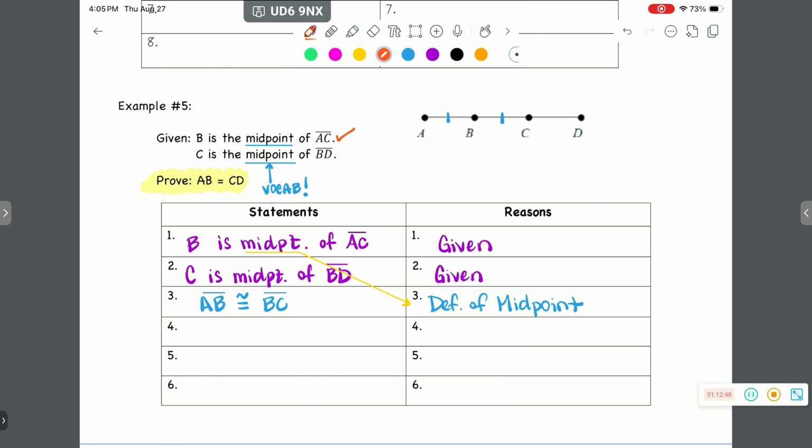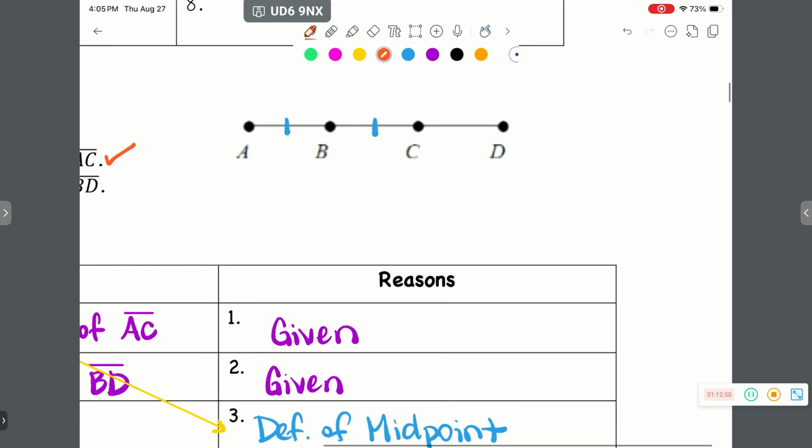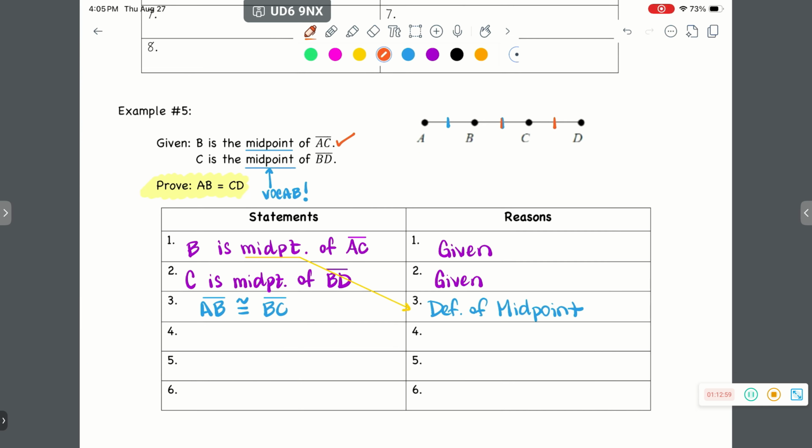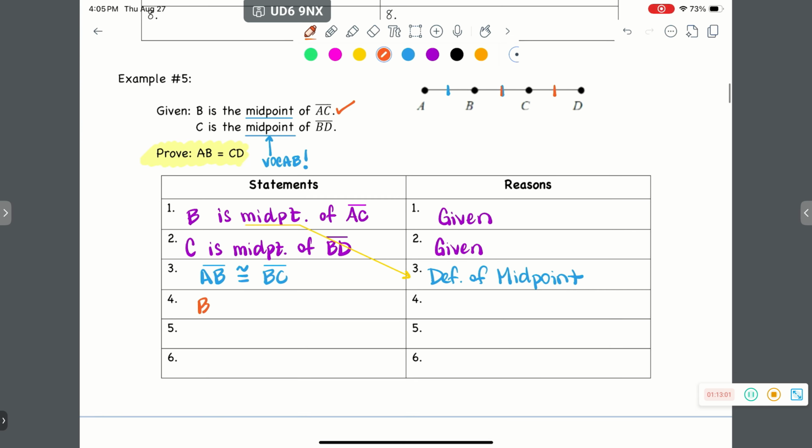Now we go to C is the midpoint of BD. Okay. Well, if C is the midpoint of BD, then can't I put a single congruency mark on those as well? Yeah. And so what am I going to write in my proof? I know segment BC is congruent to segment CD. And how do I know this? The definition of midpoint.